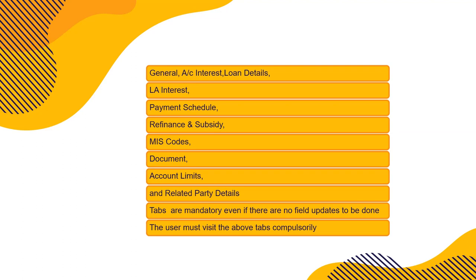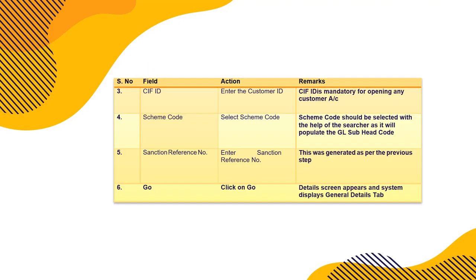Tabs are mandatory even if there are no fields to be updated. So these tabs are to be visited. Make a note of it in a diary, and that will help you while working in Finacle in the banking system, and otherwise also. The user must visit the above tabs compulsorily, and the verifier also has to visit all these tabs before he approves the process.